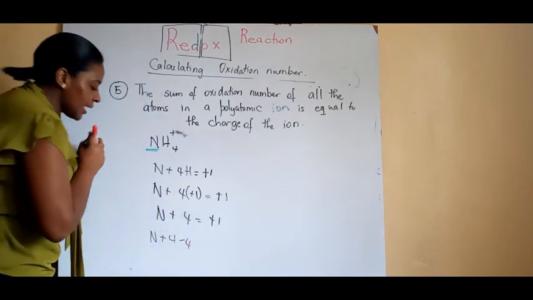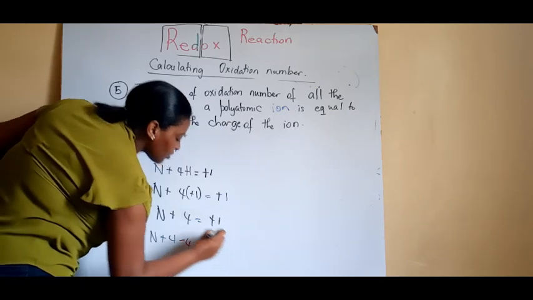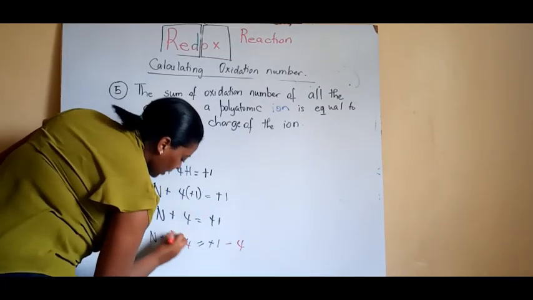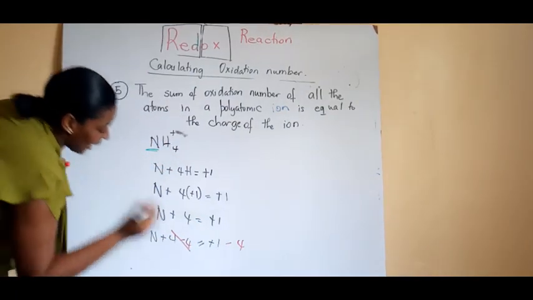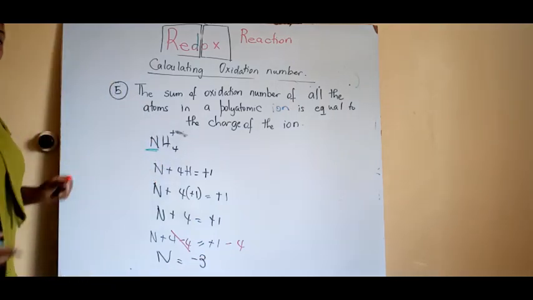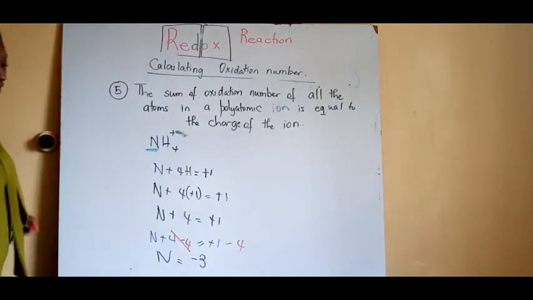What I do on one side of the equation, I must also do on the other side of the equation. So this is going to be minus 4. That cancels out. So N equals negative 3. So the oxidation state of N is equal to negative 3.